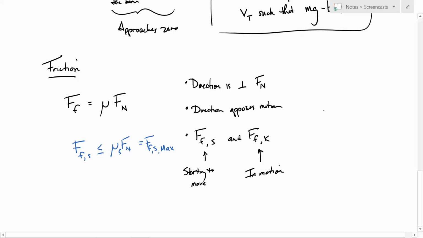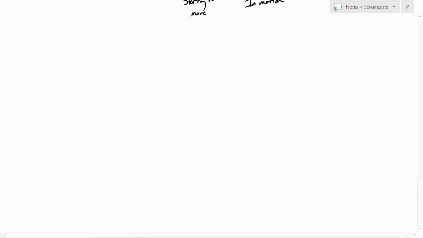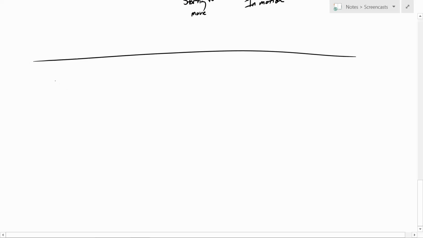The homework problem with the block on the wall is good for this. Okay, continuing onwards, we get to Chapter 7.